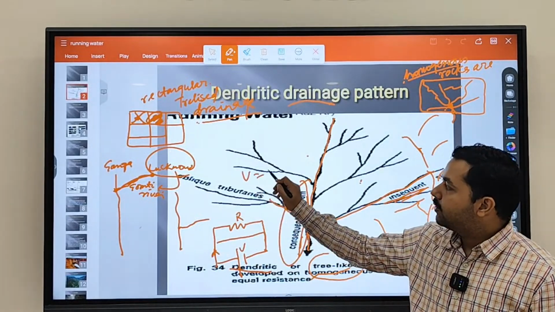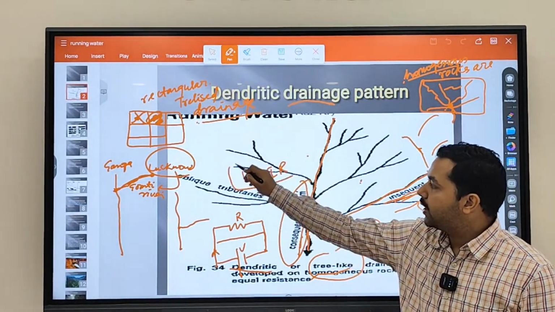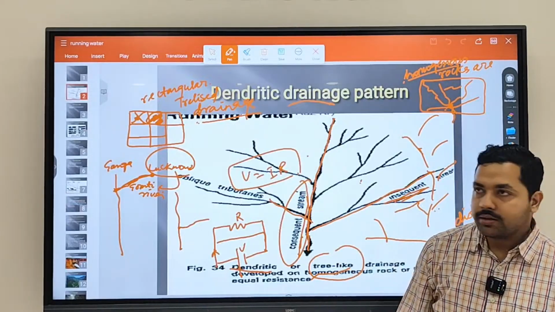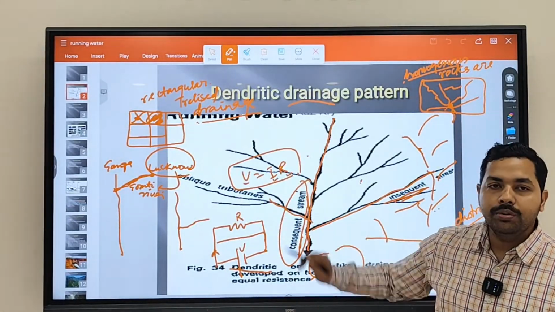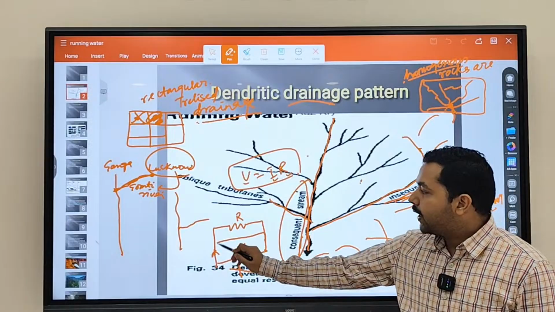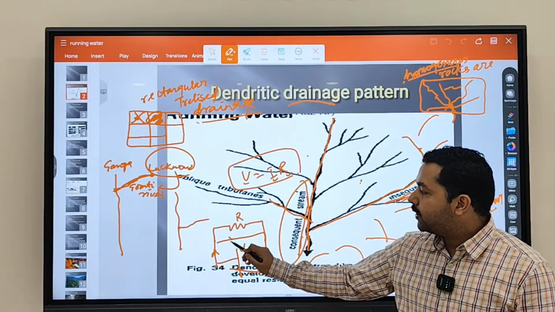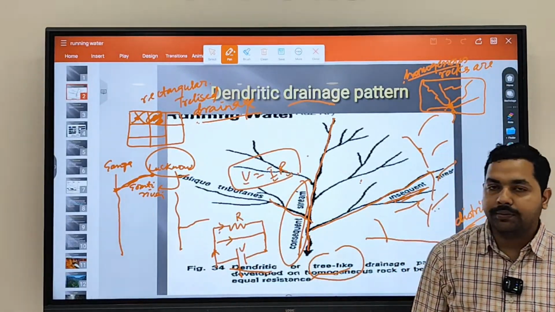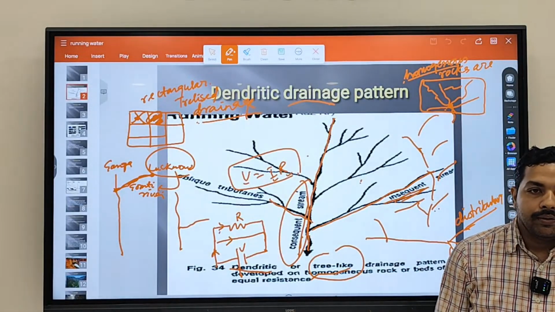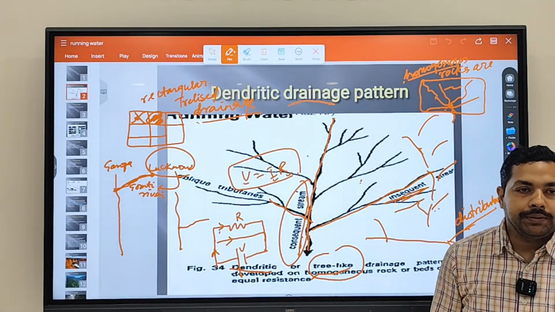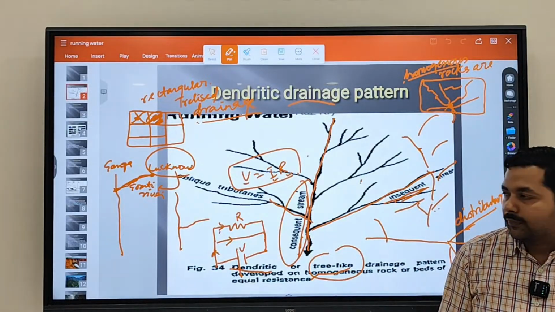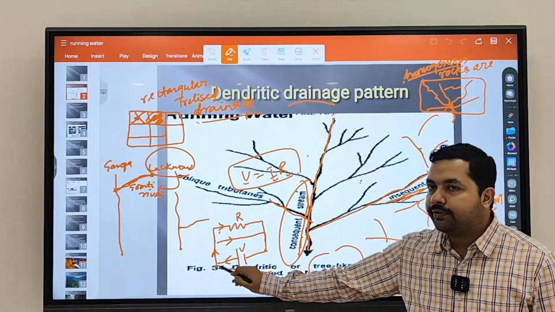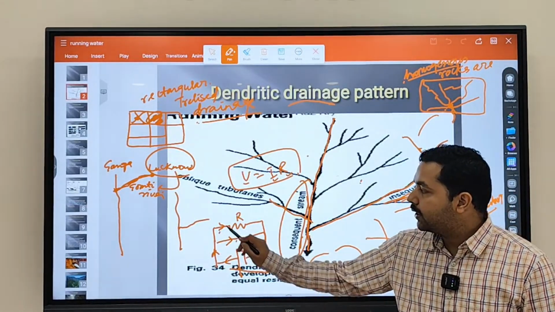You know that this is voltage, this is resistance. We have discussed this formula: V equals IR, Ohm's law. So voltage is equal to current into resistance. Now when current is flowing, is it going to take this path or this path? Why do you think so? When current is moving, current is generating from here, will it take this path or this path?